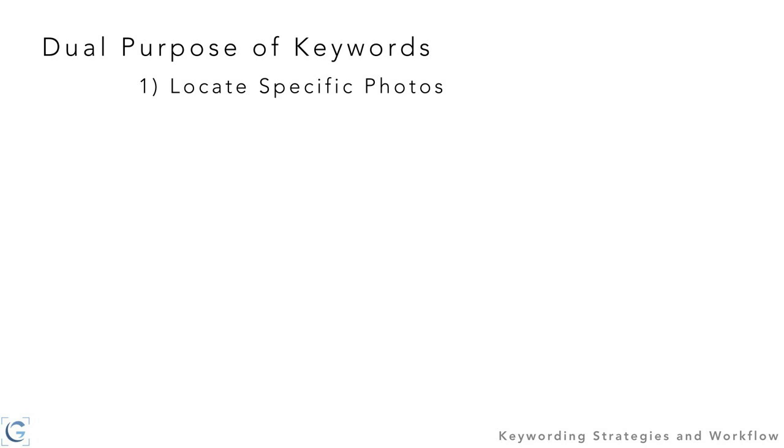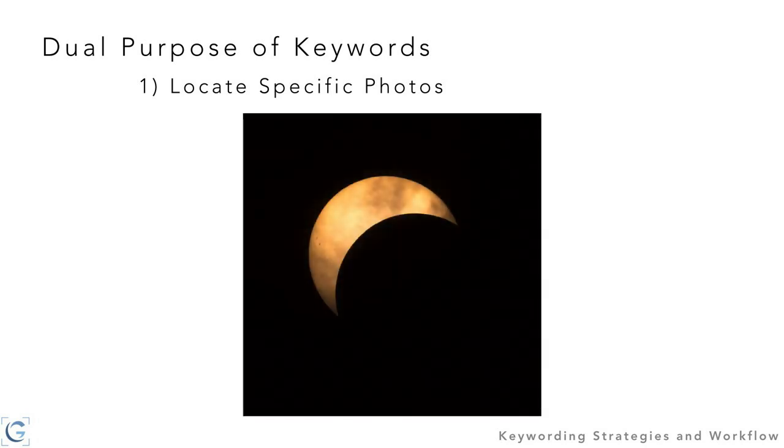So let's say I want to show you a picture that I captured during a solar eclipse. I could just search solar eclipse in the keyword field, for example, and that will give me a search result that hopefully includes a picture of the solar eclipse.